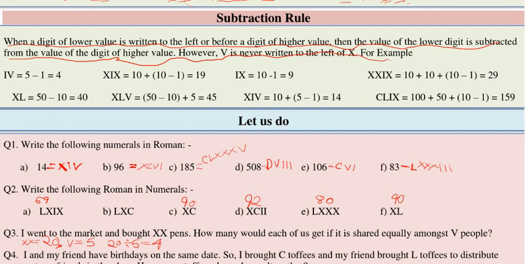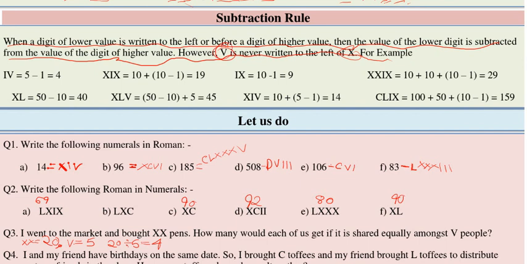So as you can see, when a digit of a lower value is written to the left, here we changed the side. In the addition rule it was written to the right, but here it is written to the left. So left or before a digit of a higher value, then we subtract the value to the left from the higher value. Also keep this in mind that V is a smaller value compared to X, that is 10, and V is 5, but V is never written to the left of X.